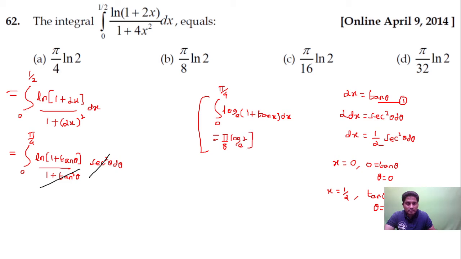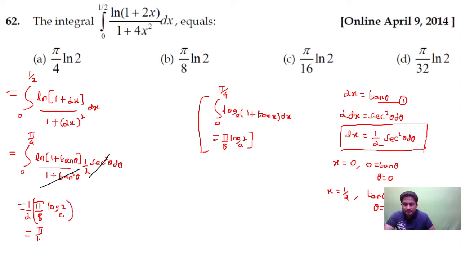Pi by 8 log 2 to the base e. I left out 1 by 2: dx is equal to 1 by 2 into sec square theta d theta, isn't it? So this is half, 1 upon 2, into pi by 8 log 2. So I get this as pi by 16 log 2 to the base e. Okay, answer is option C.